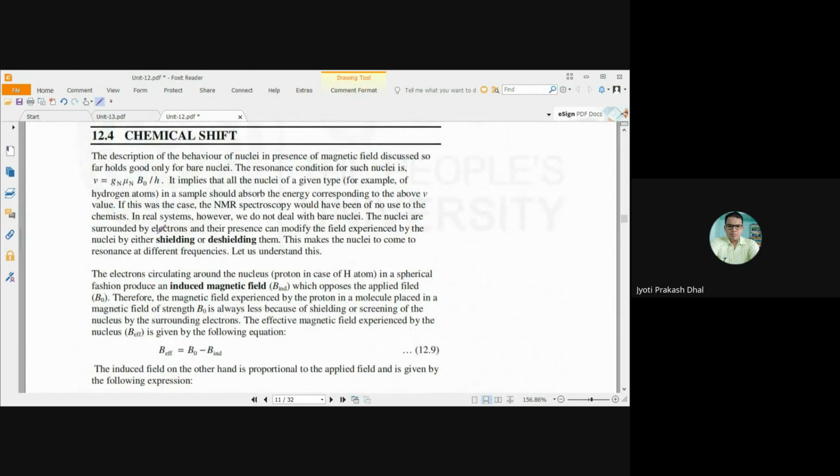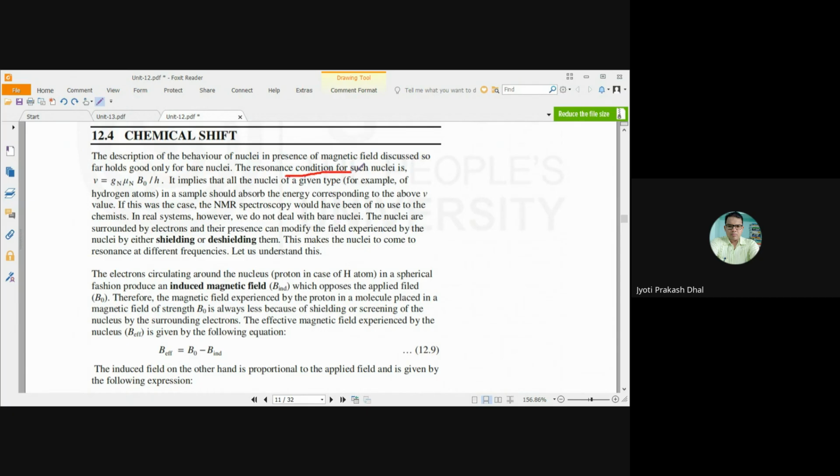Now coming to a very important part, that definitely a question will come, that is called chemical shift. The description of the behavior of the nuclei present in the magnetic field discussed so far holds good only for bare nuclei, because all the magnetic spin generation of magnetic field that we have discussed is for bare nuclei. But in the actual case, bare nuclei are not possible because the nuclei are associated with electrons.